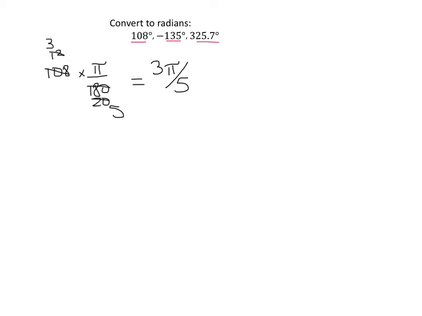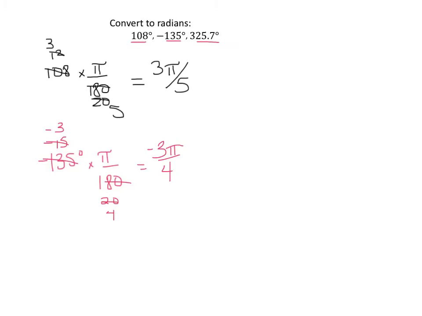Taking a look at the next one, negative 135 degrees. Again, because we're converting to radians, we multiply by pi over 180. Again, 9 goes into both of these. So this is negative 15. That's 20. 5 goes into both. Negative 3 and 4. So this is negative 3 pi over 4. Notice the angle was negative to start with, and I left it negative when it was in radians.